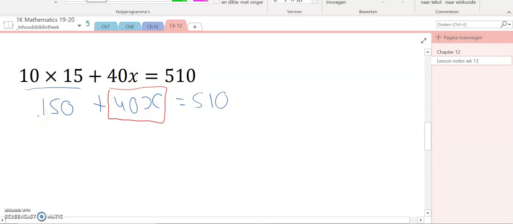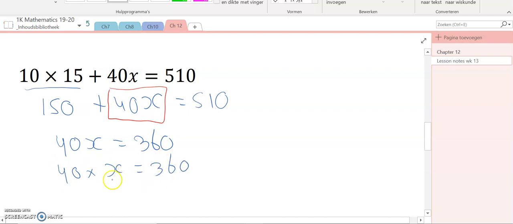150 plus something is 510. Then 40x should be 360, because 150 plus 360 is 510. And then it says, well, 40 times x is 360. So what should x be? That is the same as dividing 360 by 40, and then it's 9, because 40 times 9 is 360. Okay, and that is the outcome of this. It's a solution of this equation.